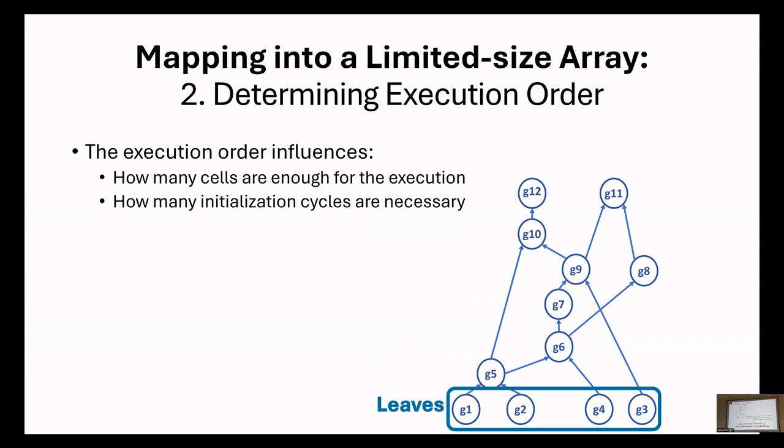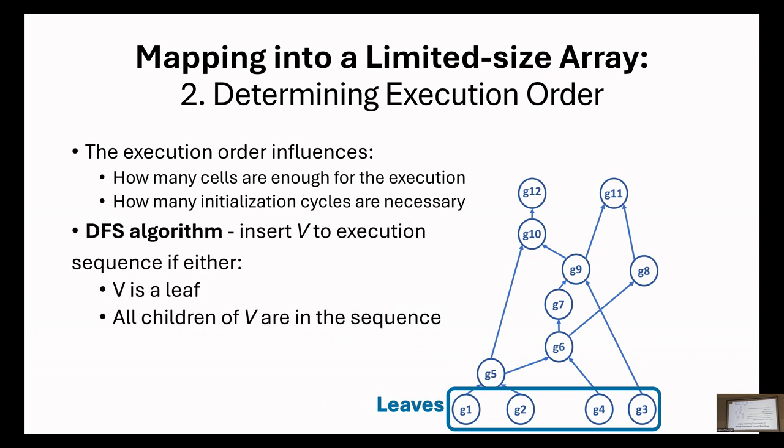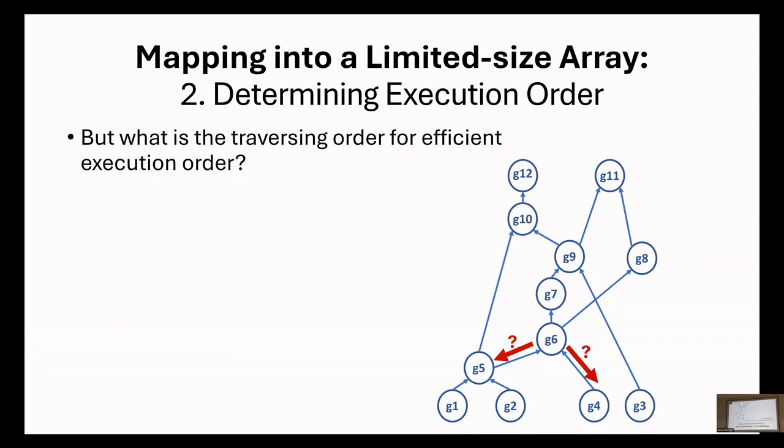And the execution order that I choose influences 2 things. Both how many cells are enough for execution and also how many initialization cycles I need for it. So we're using a DFS algorithm where we insert V to the execution if either V is a leaf or if all the children of V are in the sequence. But if, for example, we arrive to this gate 6, where should we go first, to the right or to the left? Let's see both examples.